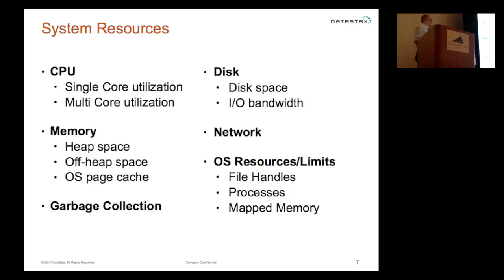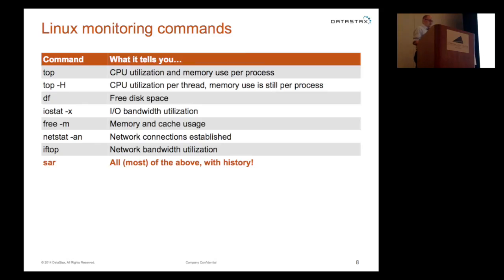Kind of put garbage collection by itself, because although it's driven by memory utilization, it drives CPU utilization, because scanning through all of the heap and trying to determine what's garbage and what's not is a very CPU-intensive process. Then disk, both in terms of disk space and I/O bandwidth, network bandwidth, and then OS resources and limits like file handles, processes, and mapped memory.